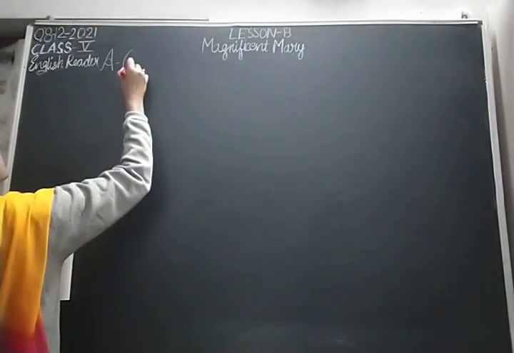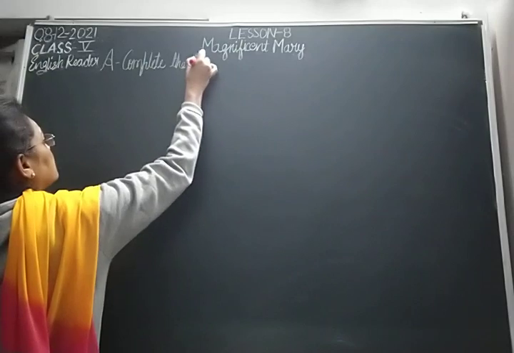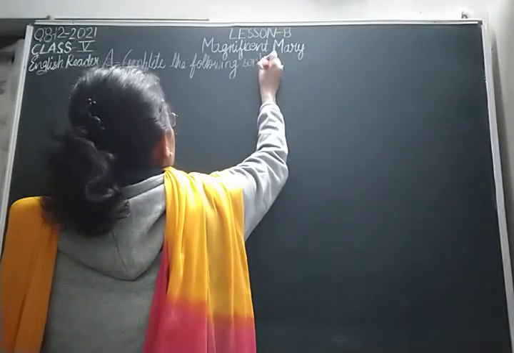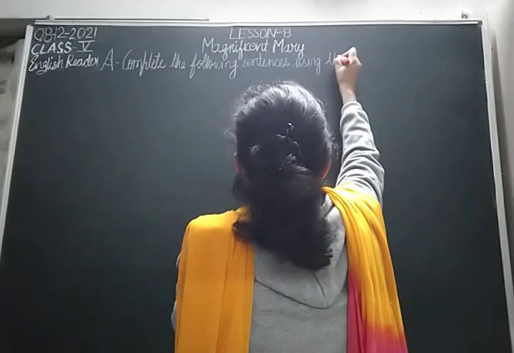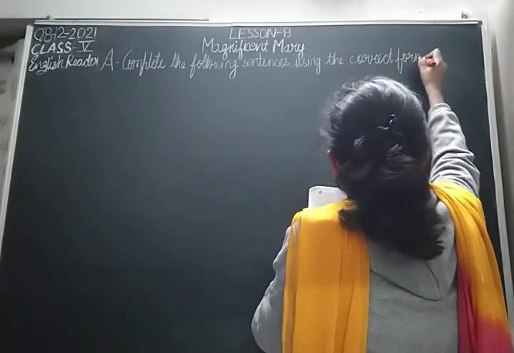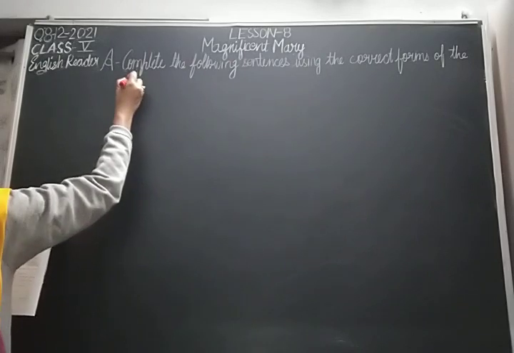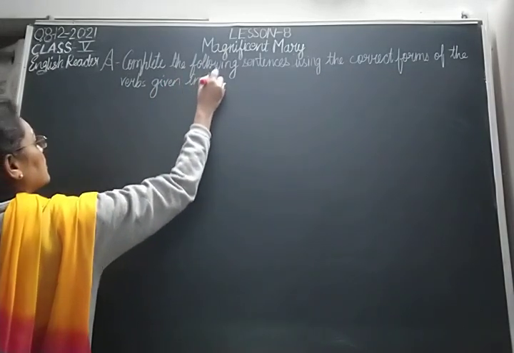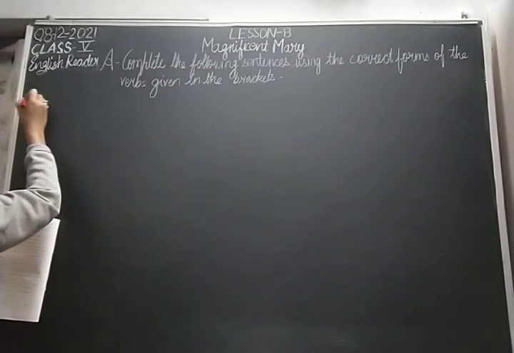Exercise A is: complete the following sentences using the correct forms of the verbs given in the brackets.